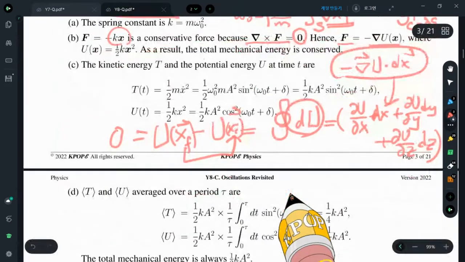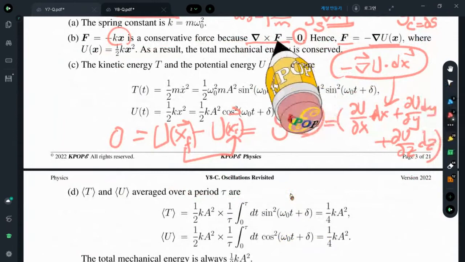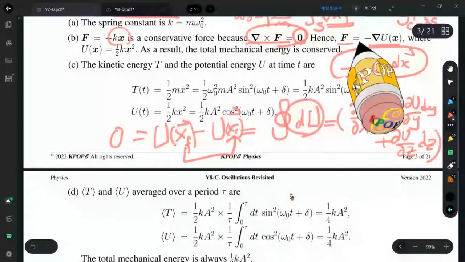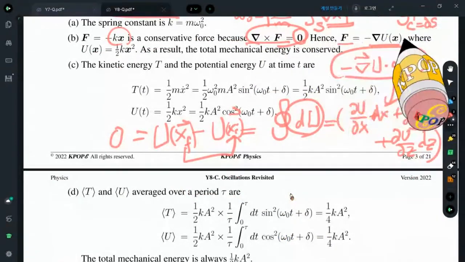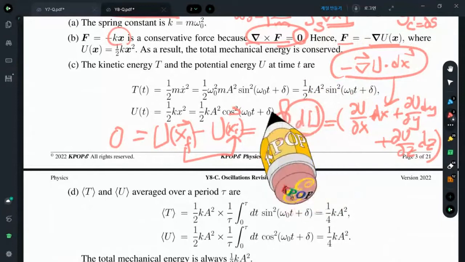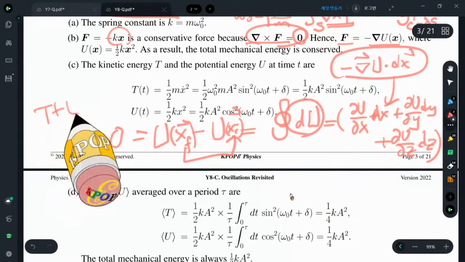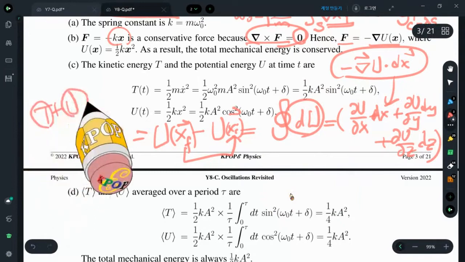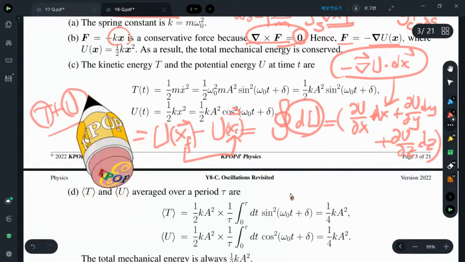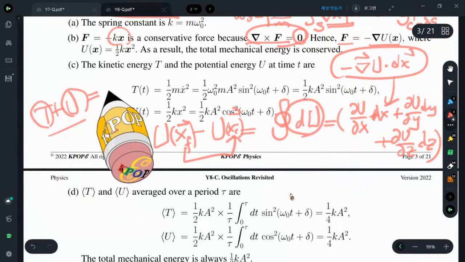Because this one is a conservative force, any closed path integral of the work is 0. The total mechanical energy, that is the sum of the kinetic energy and potential energy, must be preserved every time.